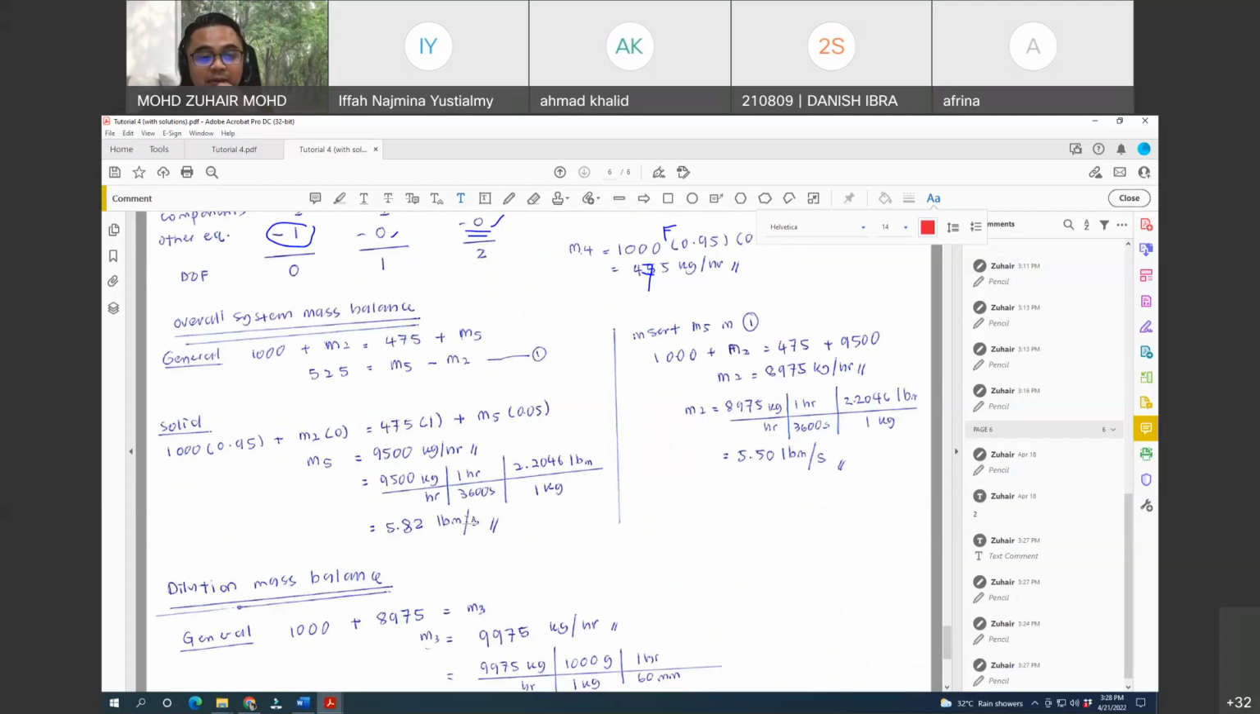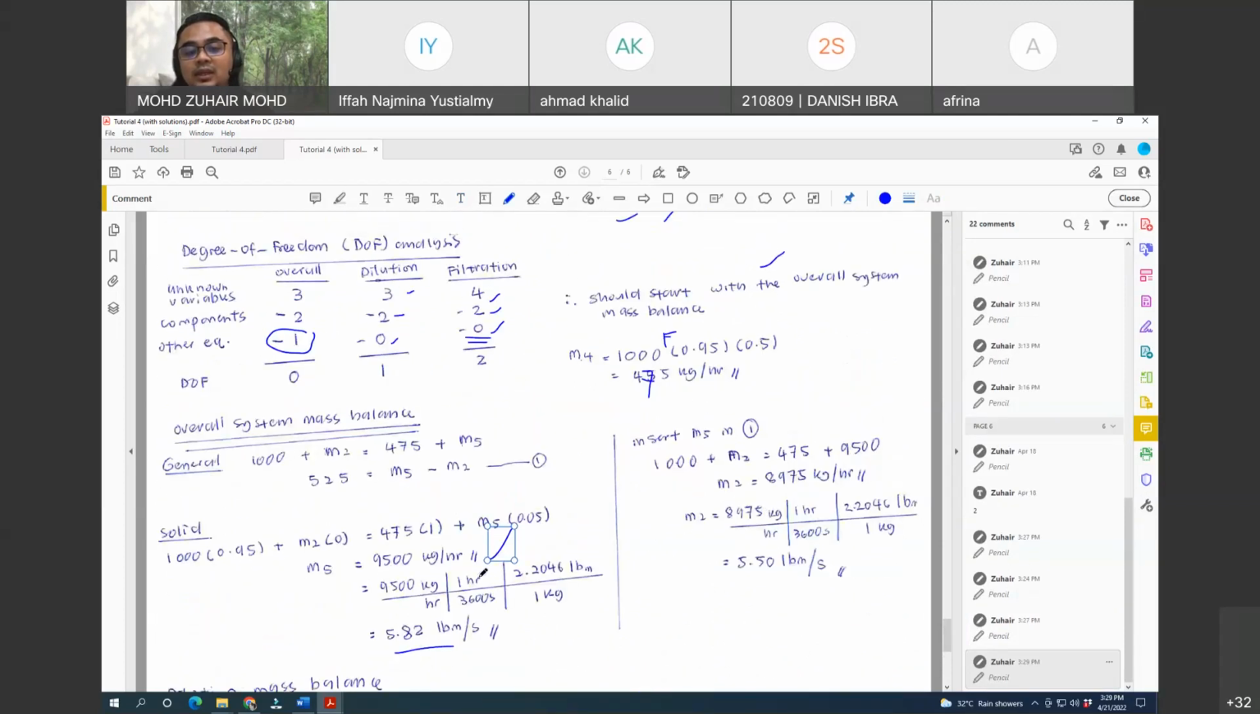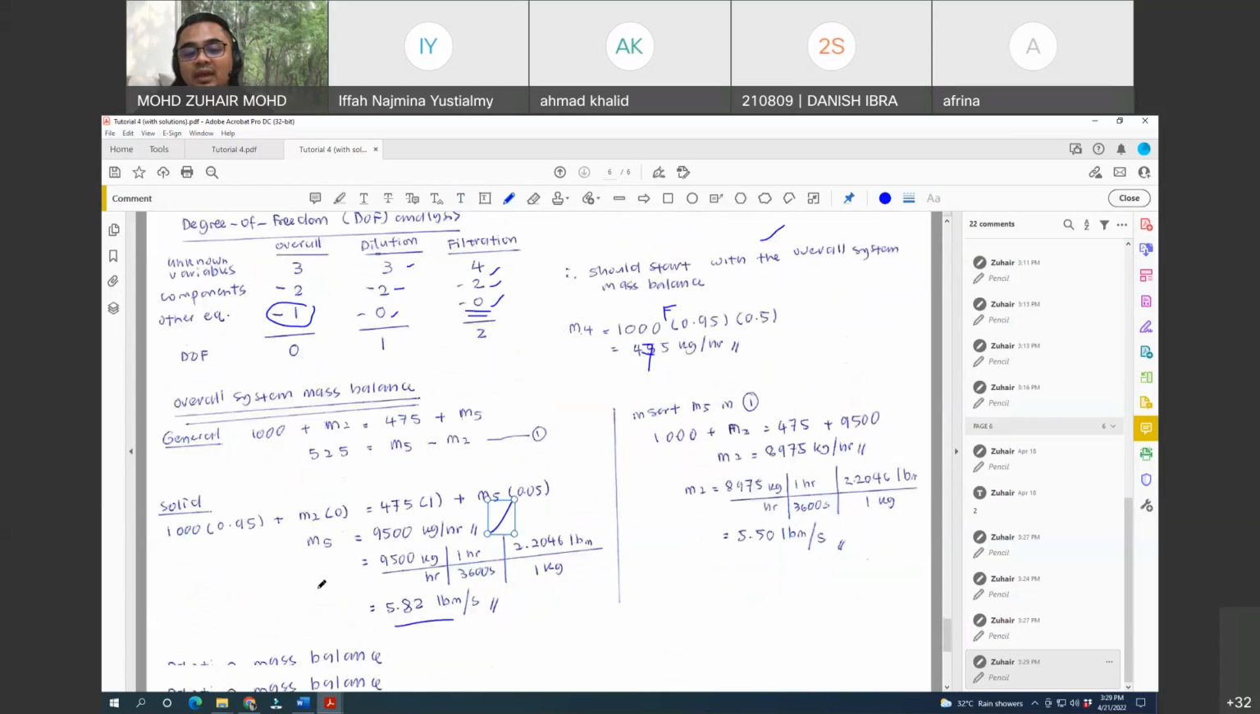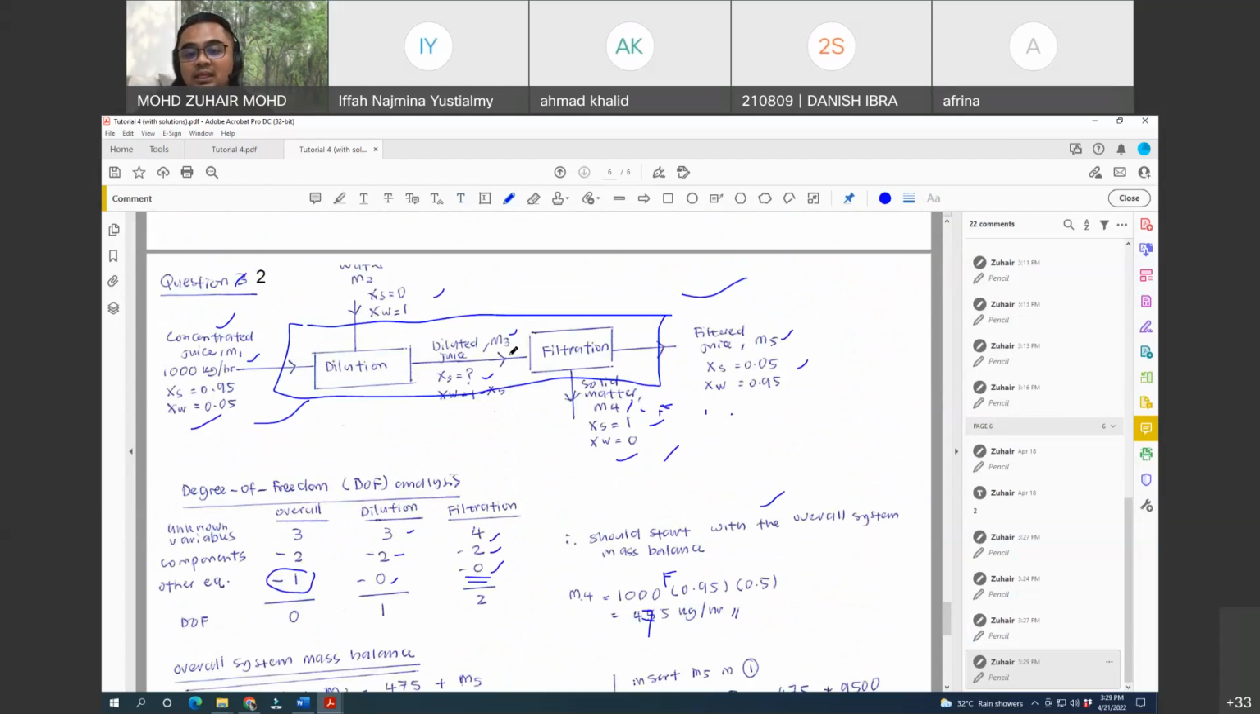But the question asks in pounds per second, so we need to do some unit conversion. The final answer will be 5.82 pounds per second. So we already solved M4 and M5. We still have M3 that we want to solve.